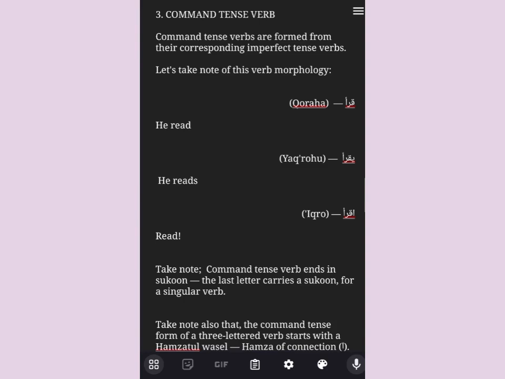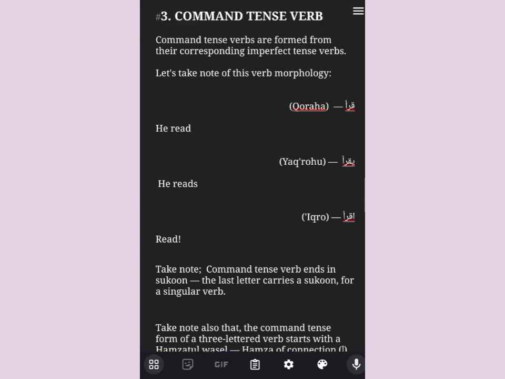Learn and speak Arabic like the natives in the 6-month program. In this lesson 3, module 2, we'll be learning about the command tense verb. In the previous lesson, we learned about the parts of speech, which we mentioned to be 3: noun, verb, and harf. See video lesson 2 for details about noun and present tense and past tense verbs.